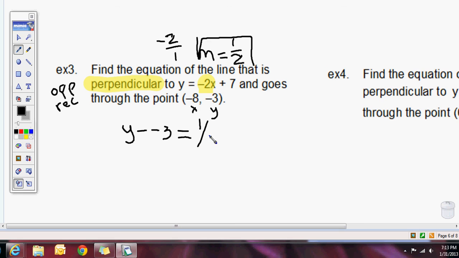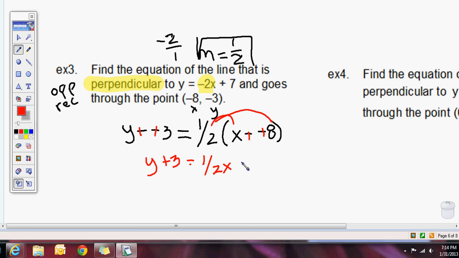So now this is the slope of our line because it's perpendicular. So I'm going to do 1 over 2 x minus a negative 8. Now it's not in slope-intercept form. I've got to do some work. So I'm going to do the distributive property. Multiply this here. I'm going to do my double sweep. So if I do this out, I'm going to get y plus 3 equals 1 over 2x plus 4. I'm going to get this y by itself. I'm going to subtract 3 on both sides. So y equals 1 over 2x plus 1.